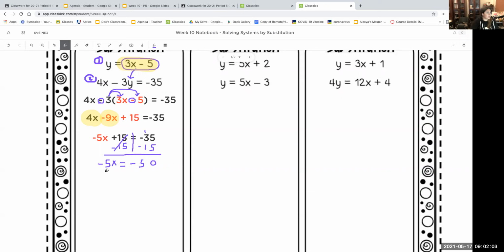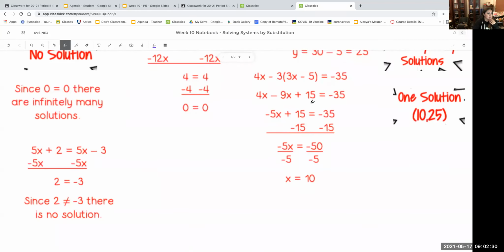I need to get rid of this negative 5. So I'm going to divide everything by that negative 5. Do not forget that negative. My 5s go away and I'm left with x equals negative and negative give me a positive. 5 goes into 50 10 times. And again, that piece is right here.